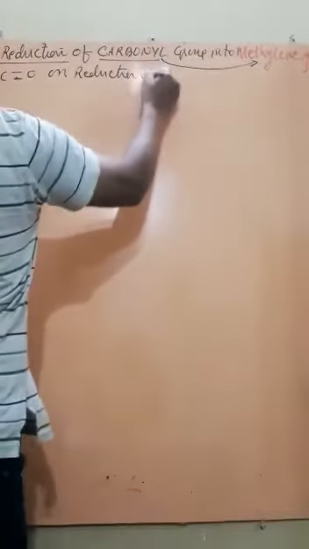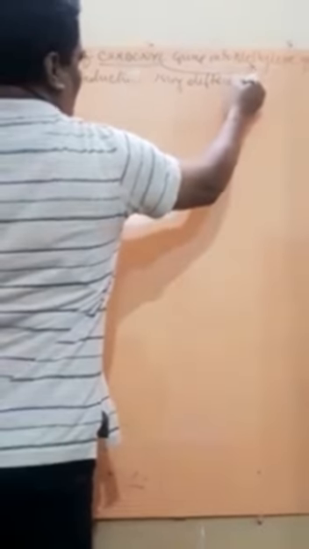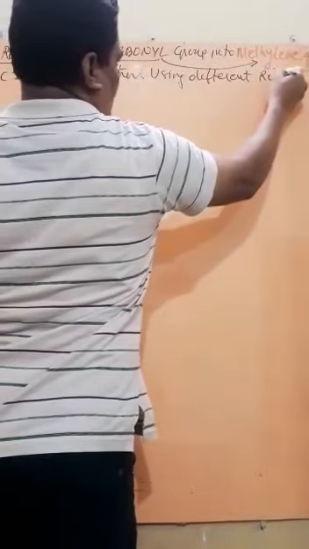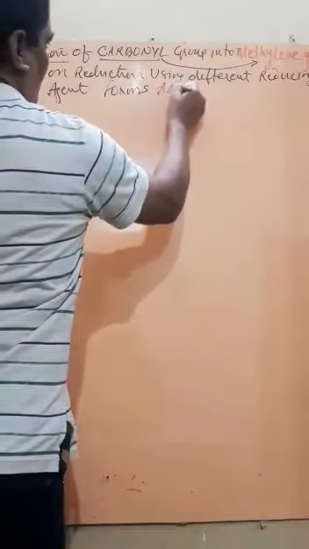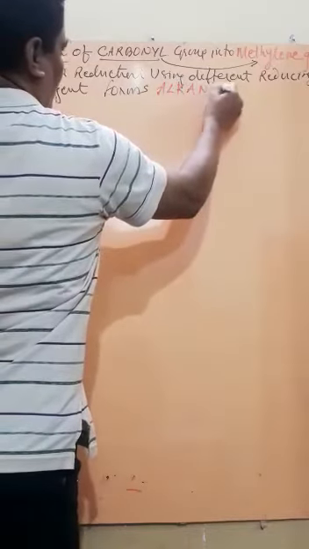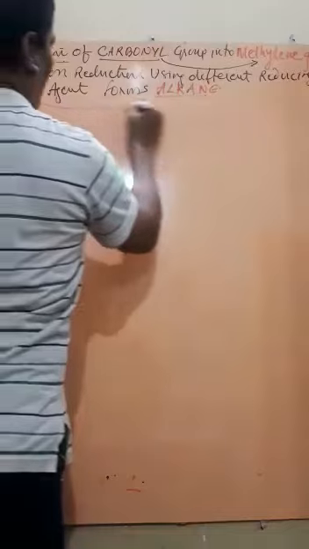Carbonyl compound on reduction using different reducing agents forms alkane. That is simply the carbonyl compound after reduction forms alkane. Okay, so on the basis of it, there are various reactions.